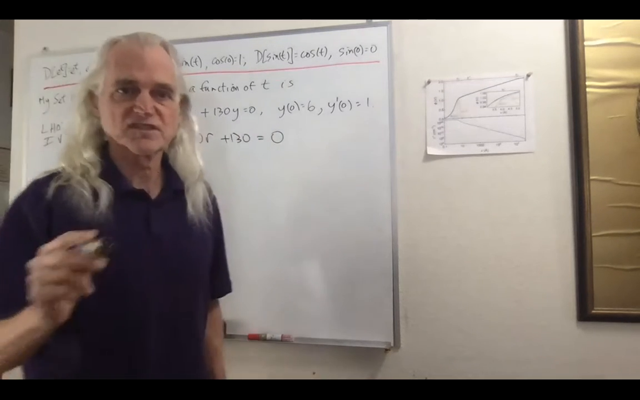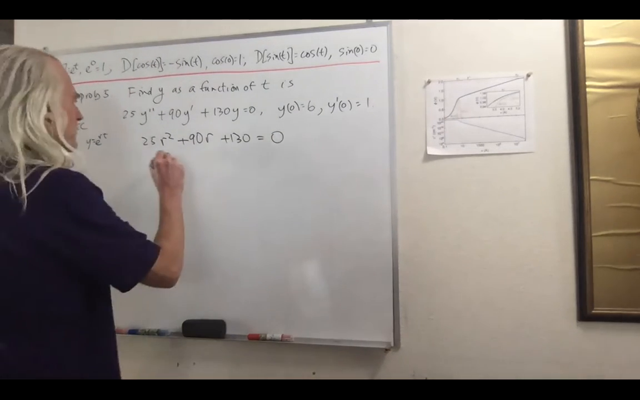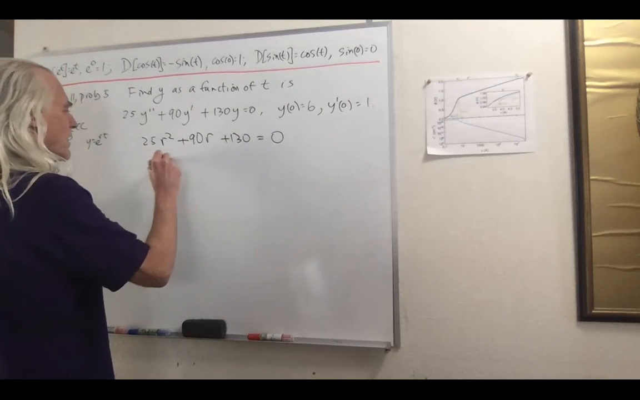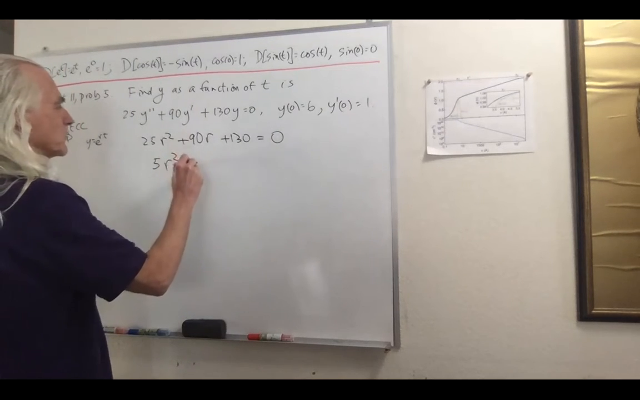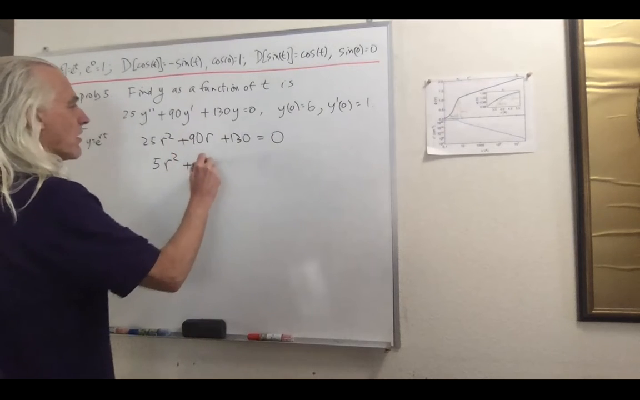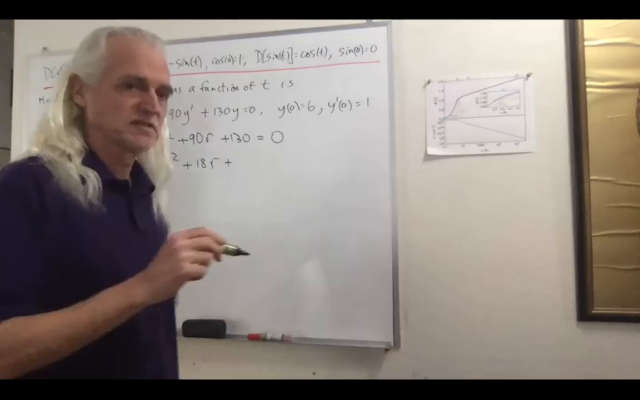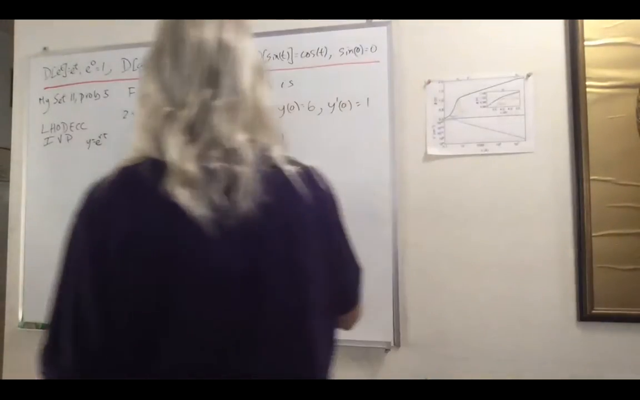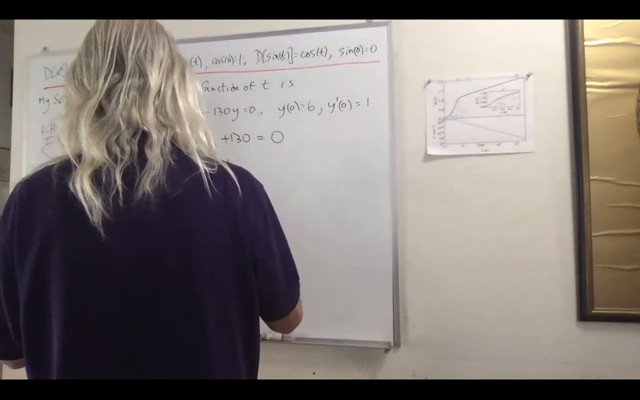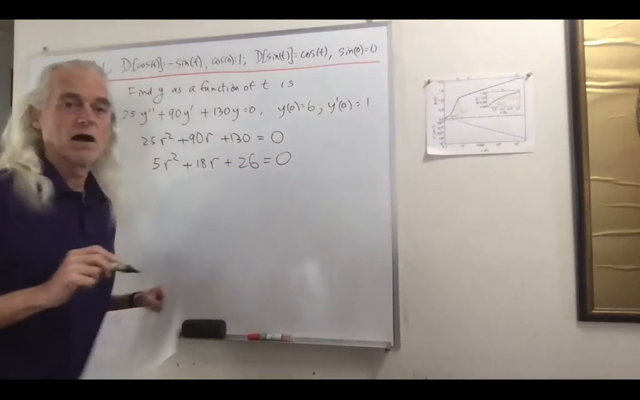That's the characteristic equation. All of these have a factor of 5 in them, so let's just divide through by 5. We get 5r squared plus 18r plus 26 equals 0. All right.